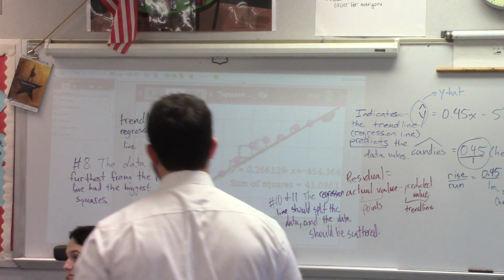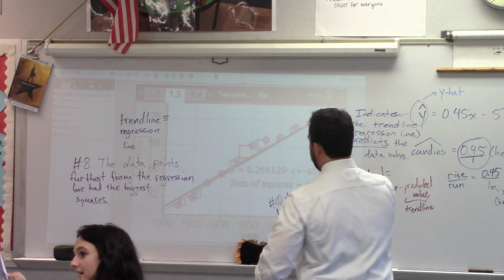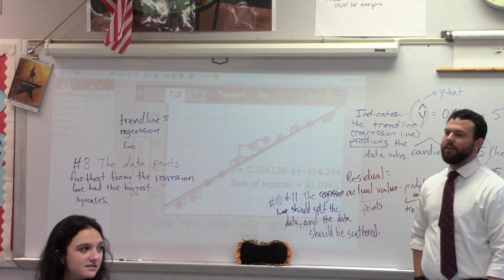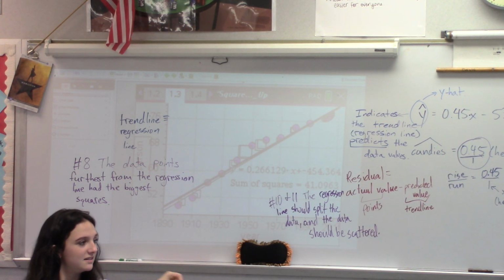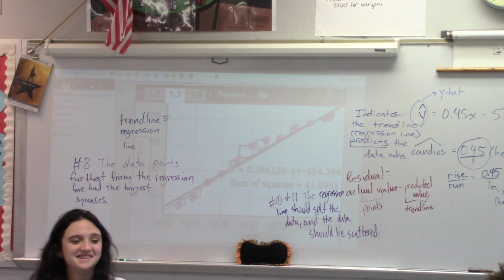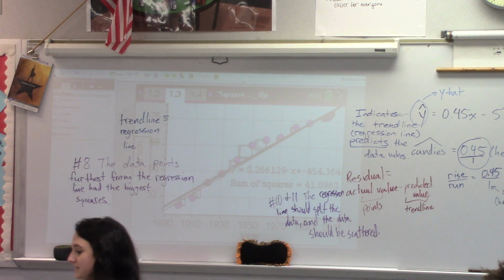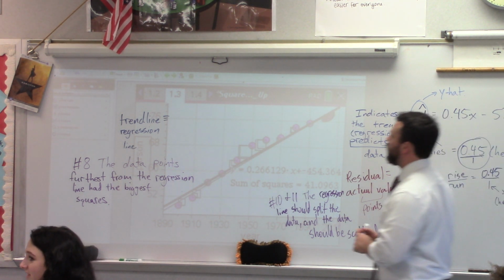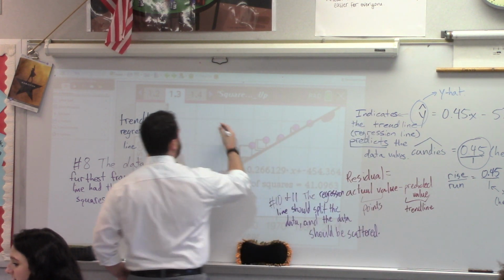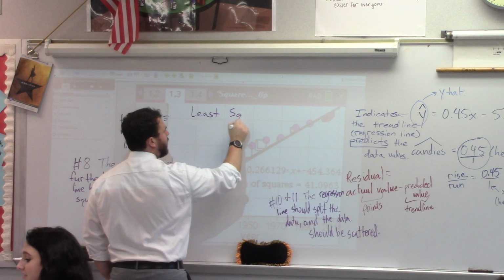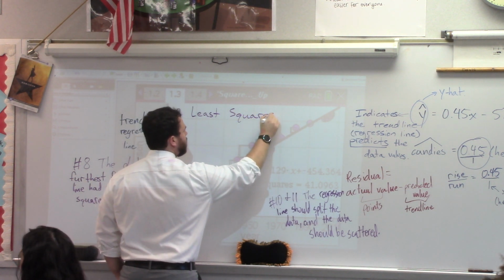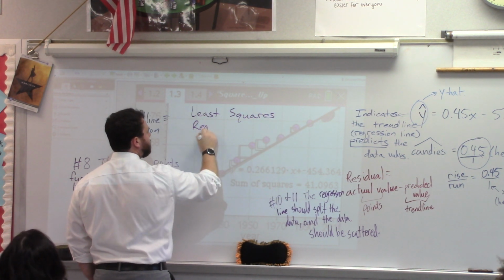Okay, did anybody get something smaller than 41.09? No, and I'll go ahead and tell you, you cannot get a sum of squares less than that. This equation that we just got, or this trend line that was just put in there, is known as the least squares regression line.